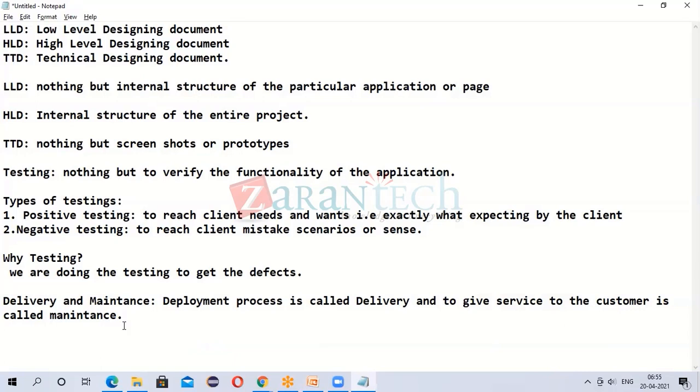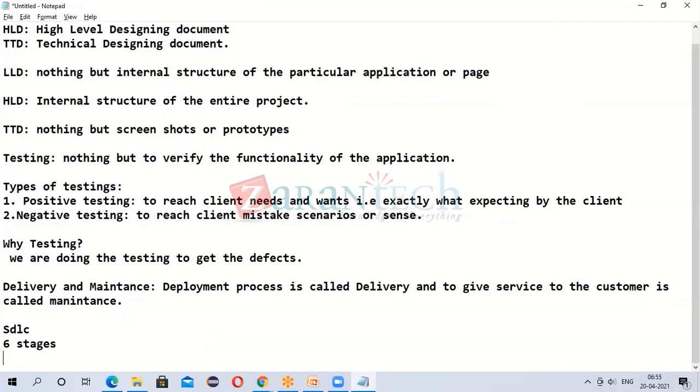Before that, in SDLC, how many stages do we have? Six stages. I'm giving the SDLC conclusion, a final summary. The first one will be the feasibility study.